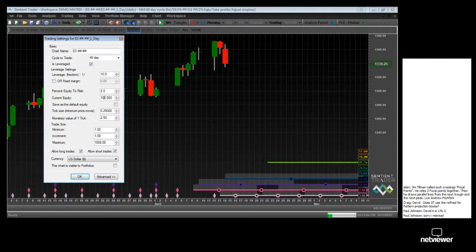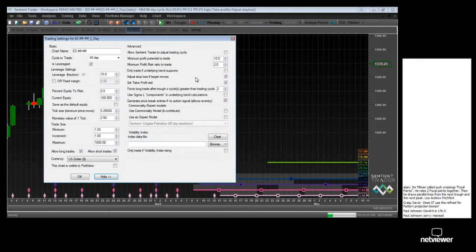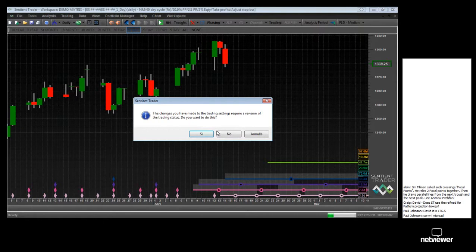What could you do? Well, you could use a much shorter cycle, which will generally have a much tighter risk. But you don't want to do that. You want to trade this cycle. What should you do? You should adjust your settings. Okay? And the easiest thing to do is to tell Sentient Trader that this stock is leveraged by an amount of 10 to 1. Okay?